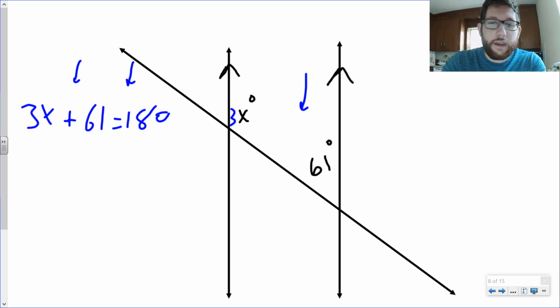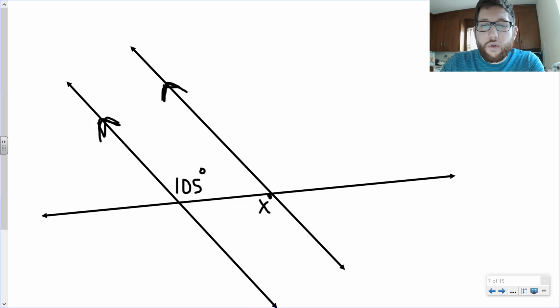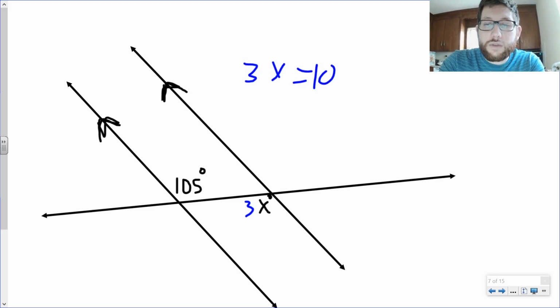All right, same thing. Let's look at one more here. Again, let's pretend that this is 3x instead of x. What do I know about these two angles? Well, I know they're alternate interiors, and I know they're congruent. What do I do with things that I know are equal? I set them equal to each other. Okay, so when you're solving for algebra in parallel lines, start with what do I know, and then let that tell you how to set up the problem. I know they're equal, set them equal. I know they add up to 180, add them up to 180.